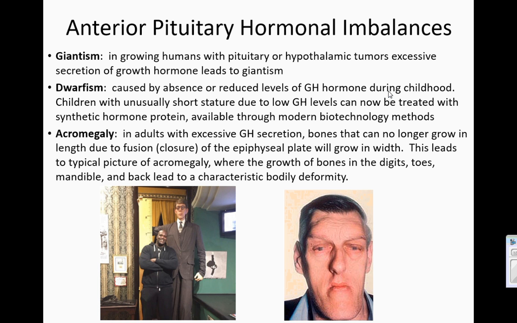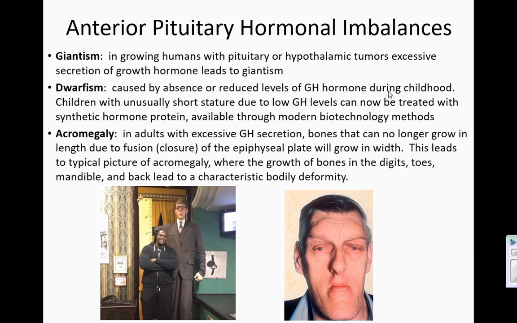So, pretty much the opposite of giantism is dwarfism. Okay, this is where there's really low levels of growth hormone being released, and so people become really short. The great thing is this one can be treated pretty easily because you can get synthetic forms of growth hormone and supplement, and so it can help the kids grow to a normal size.